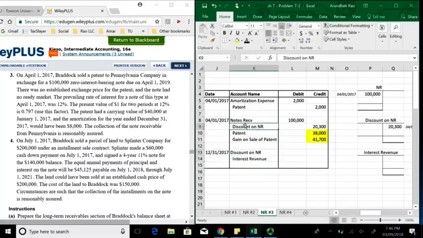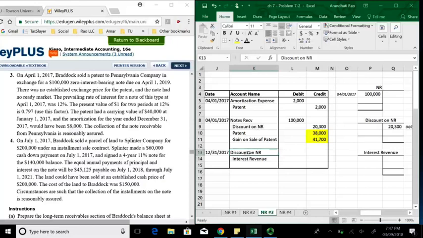So discount on notes receivable is a contra asset account. It has a normal credit balance. In order to write it off, I need to debit it. So in order to amortize it, I need to debit it.